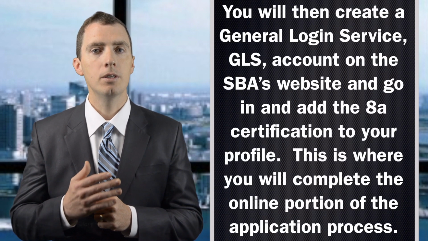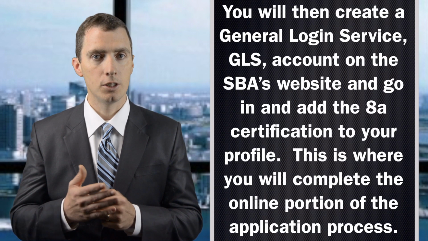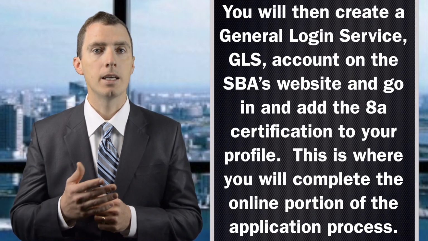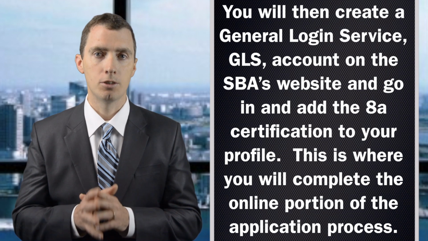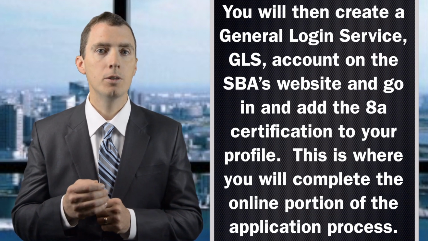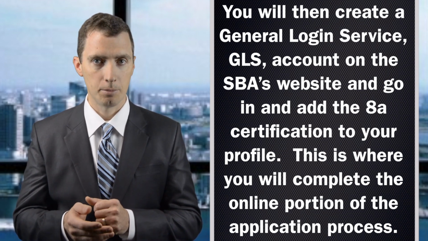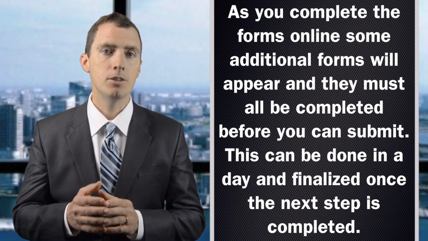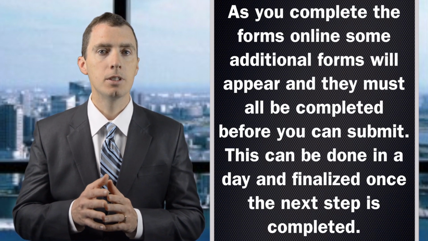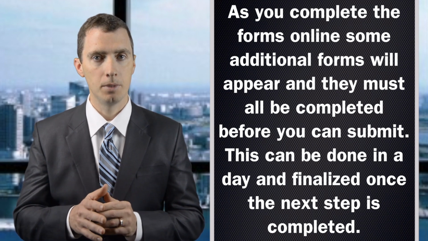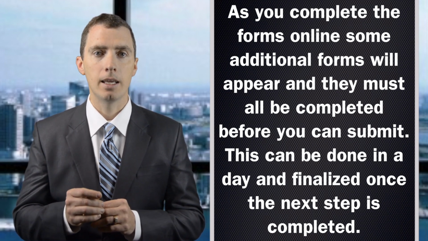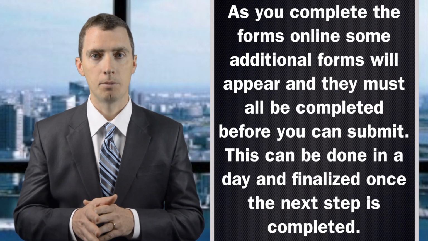4. You will then create a General Login Service, GLS account, on the SBA's website and go in and add the 8A certification to your profile. This is where you will complete the online portion of the application process. As you complete the forms online, some additional forms will appear and they must all be completed before you can submit. This can be done in a day and finalized once the next step is completed.